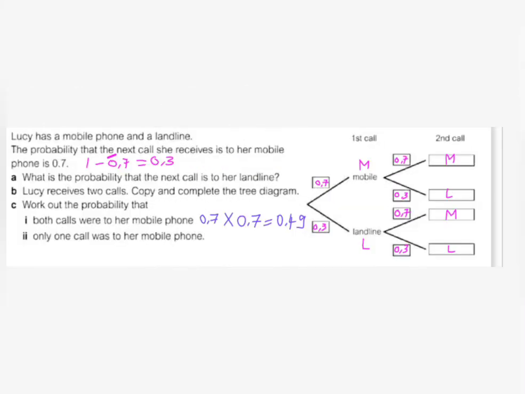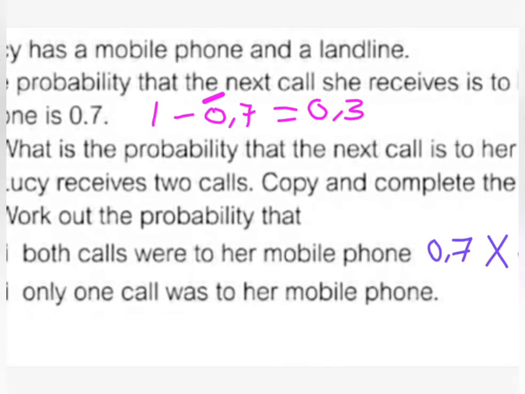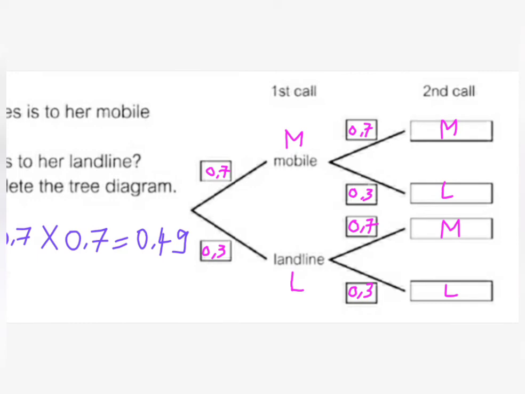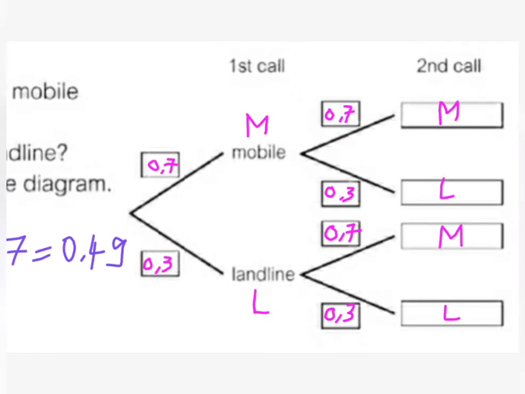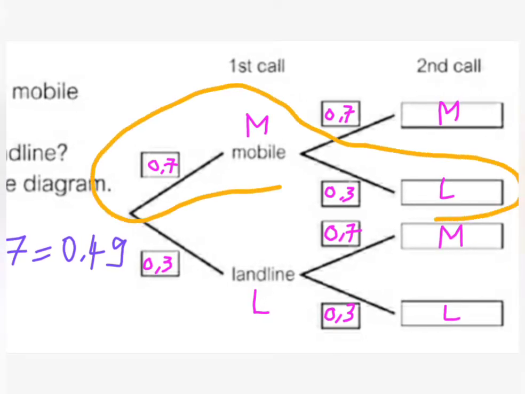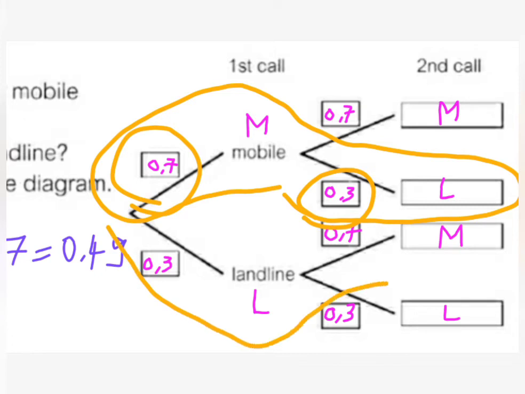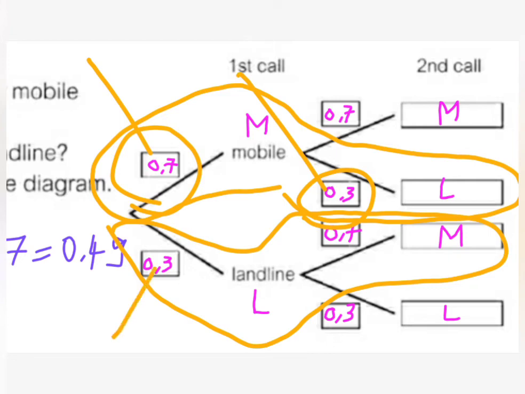Now, the second question says only 1 call was to her mobile phone, so after having 2 calls, one of them should be for the mobile phone. How can we find this? First, we follow the mobile phone as the first one and the landline as the second one, and then we take the probabilities and multiply them, and then we take the landline as the first one and the mobile as the second one. So one of them should be a mobile phone call. So we take 0.7 multiplied by 0.3, and then 0.3 multiplied by 0.7, and then we add this to this.